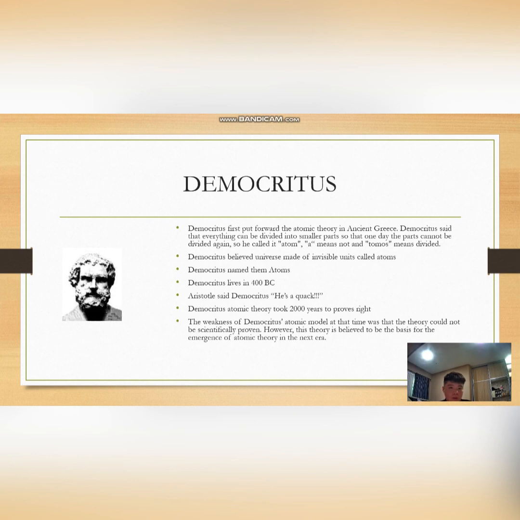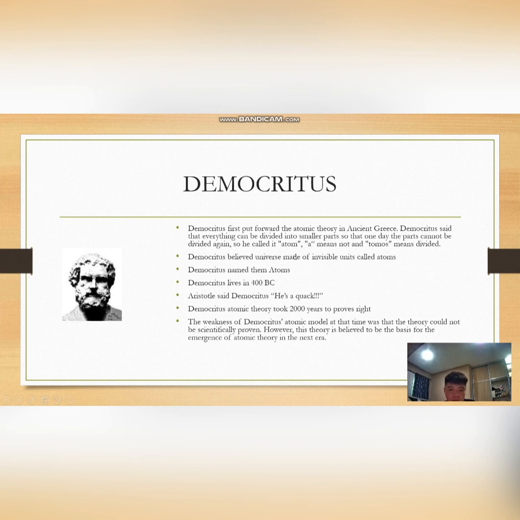Democritus first put forward the atomic theory in ancient Greece. Democritus said that everything can be divided into smaller parts until one day the parts cannot be divided again. So he called it atom. A means not and tomos means divide. Atom comes from two words, a and tomos.